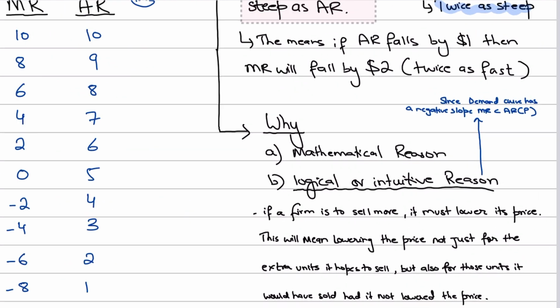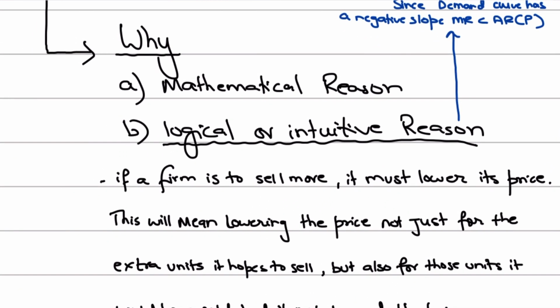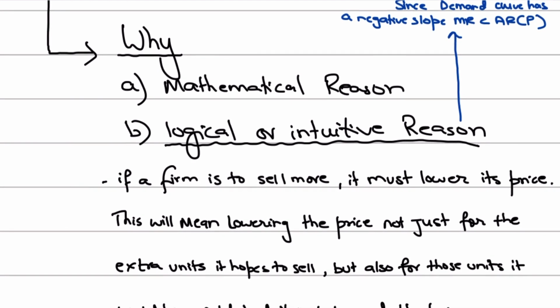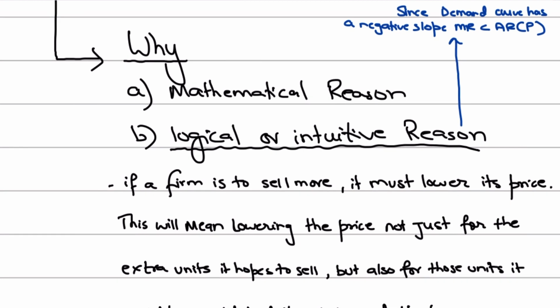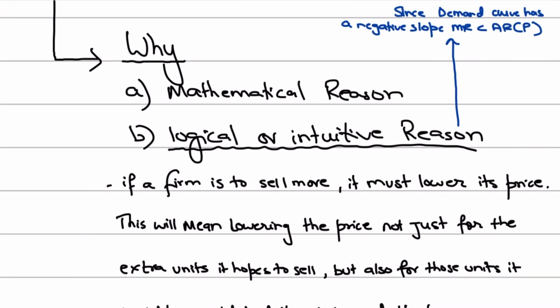There are 2 reasons associated with it. First is a mathematical reason. Do we need to know the mathematical reason? The answer is no, right? But still, I would love to prove it, and probably not in this video, but maybe sometime later, I'll prove how and why it falls twice as steep.